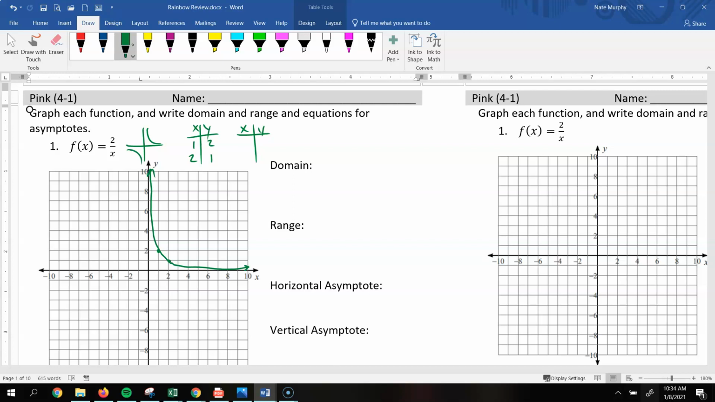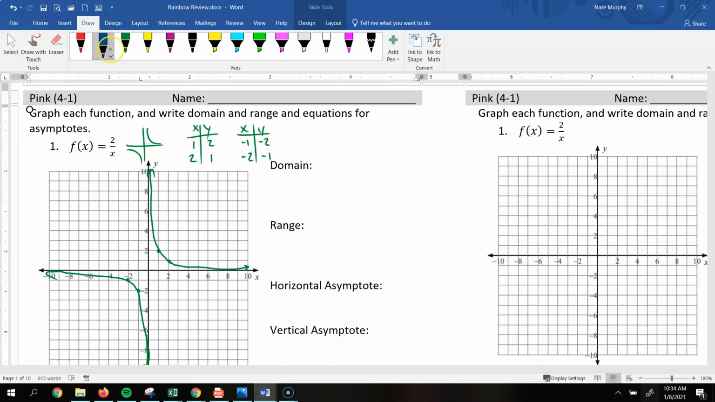And then for the other branch, I'm just going to use some negative numbers, because I know it's where x is negative, so I'll just use -1 and -2. So when x is -1, 2 divided by -1 is -2, and 2 divided by -2 is -1. So when I find those coordinates, -1, -2 would be here, and -2, -1 would be here. So then we sketch our graph like that. Close enough.